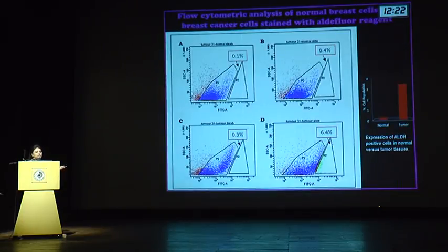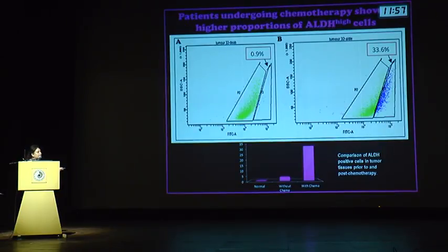From both these experiments we found that in normal tissue, the population of stem cells is just 0.4%. But if you look at a tumor tissue, with the stem cells isolated by the Aldefluor assay, we find an increase in the stem cell population. And very interestingly, what caught our attention was that in a patient who has already undergone chemotherapy and still has some residual tumor, the percentage of those cancer stem cells has been enriched.